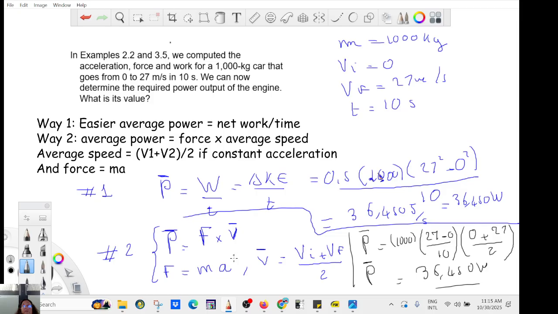But this is true because the force is constant. The force is constant because the acceleration is constant. So then I can use that. Otherwise, I can't. Otherwise, you have to find the work, the energy transfer. So this is how fast energy is being transferred from system 1 to system 2. Any question?